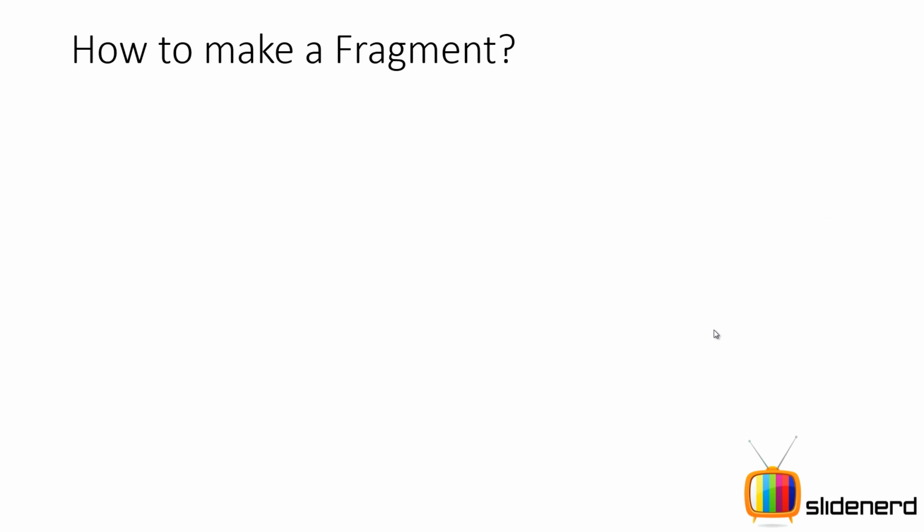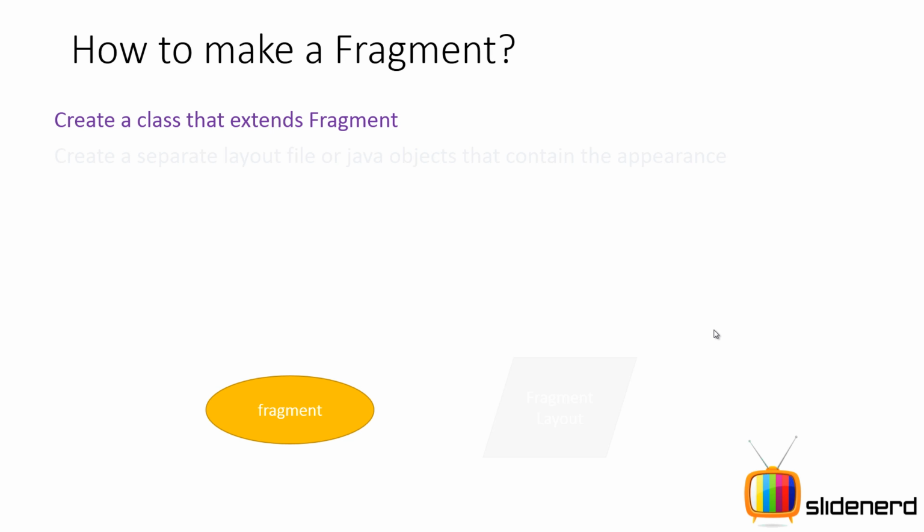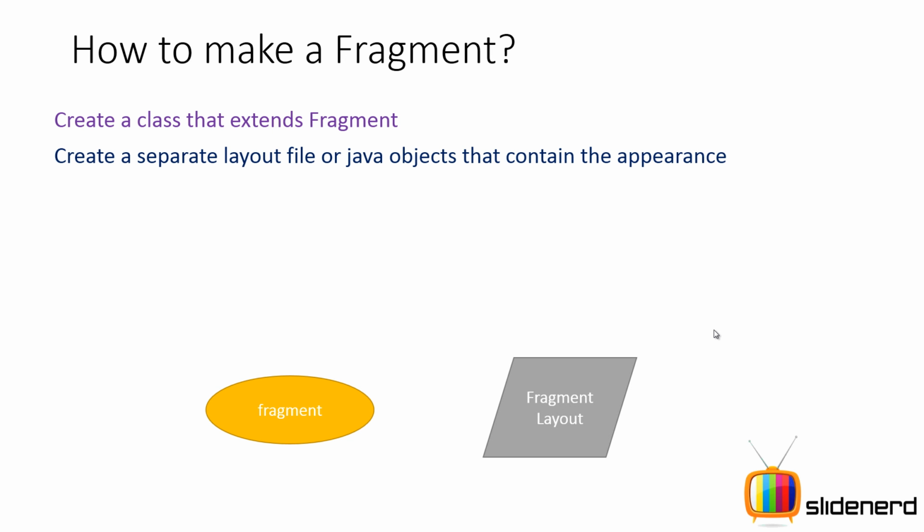So how to create a fragment using XML? Step 1. Create a class that extends fragment. Now this fragment class which you have is the one that supports the behavior, or you can say offers the behavior of being a fragment, and your class simply extends that functionality and behavior. Then create a separate layout file or Java objects that contain the appearance.